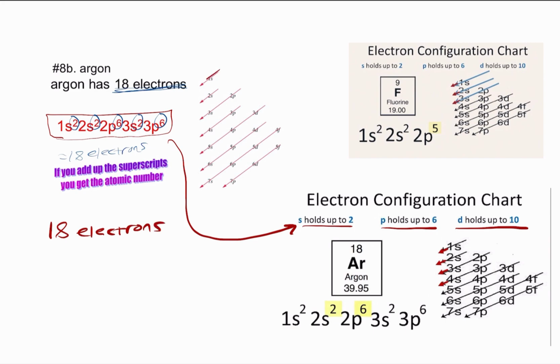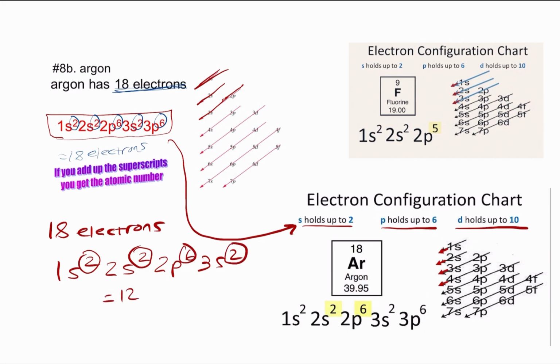And if we see up here, we crossed out 1s, and S holds 2. We crossed out 2s, 2s holds 2. 2p, we crossed that out, 2p holds a maximum of 6. And then what else did we cross out? 3s, S holds a maximum of 2. Where are we at now? We have 2, 4, 6 and 4 is 10, 2, 12. So we're at 12 electrons. We still need 6 more electrons to fulfill the 18 electrons that are needed, right?